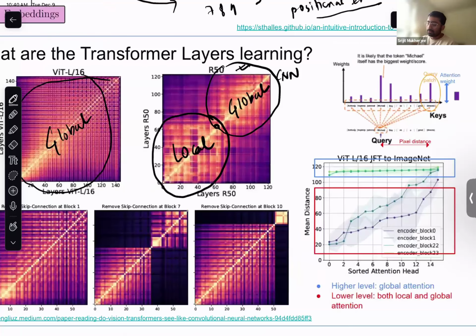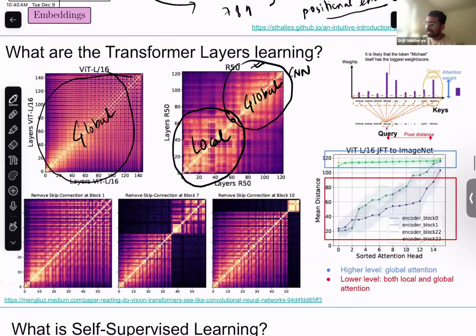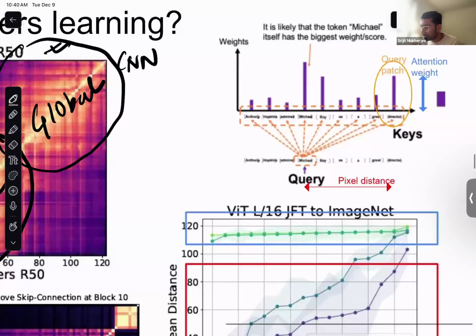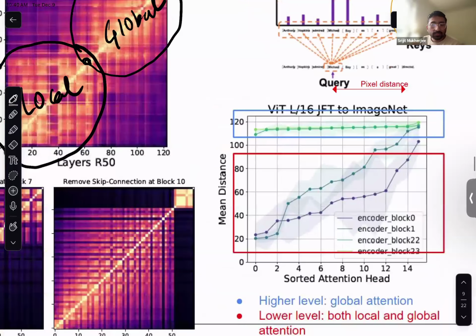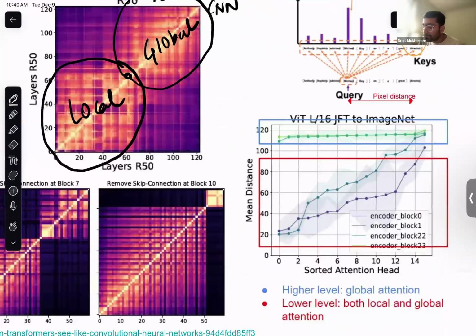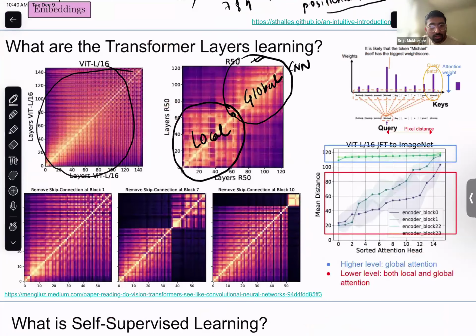And we cannot say whether it's global or local from here, but they are working in a similar fashion. And what they did was this simple experiment. Among these patches, these maps. So this is from the paper, Do Vision Transformers See Like CNNs?